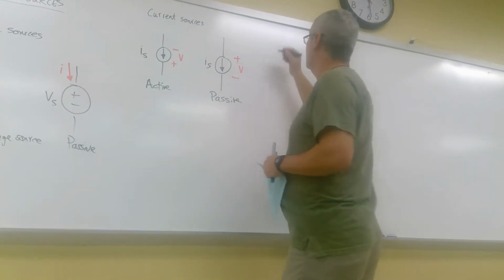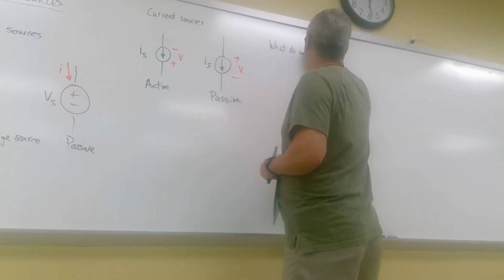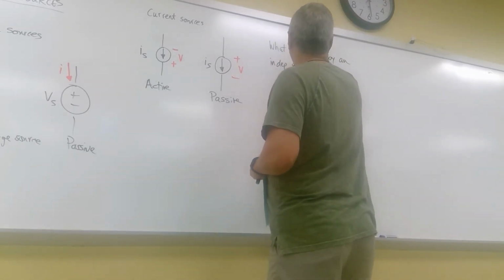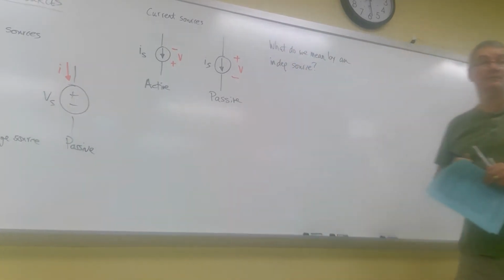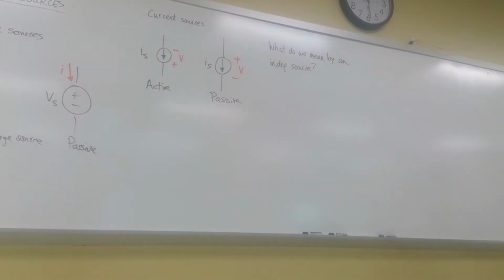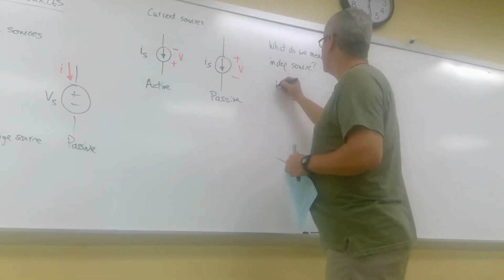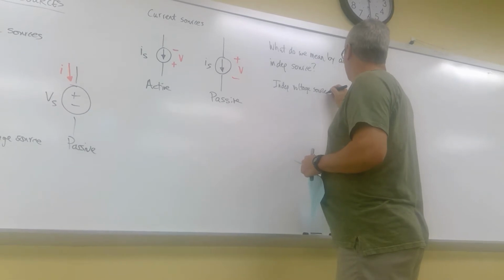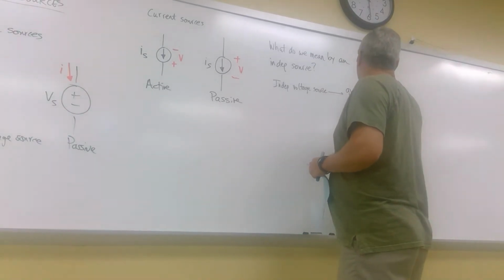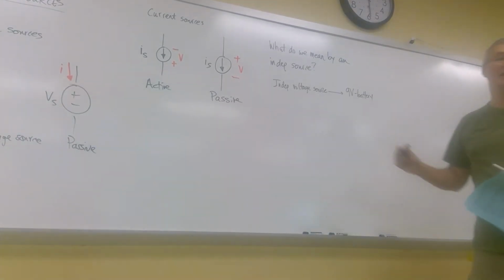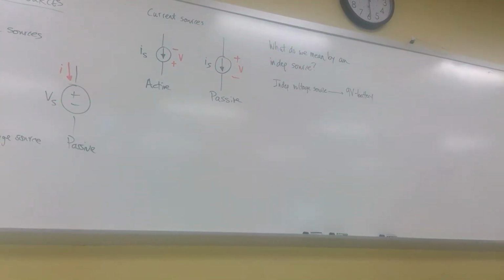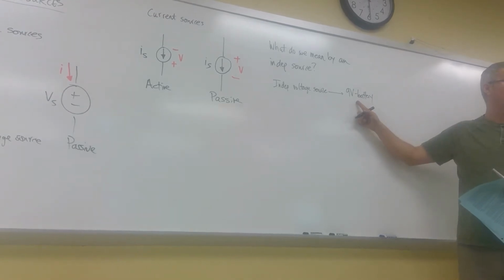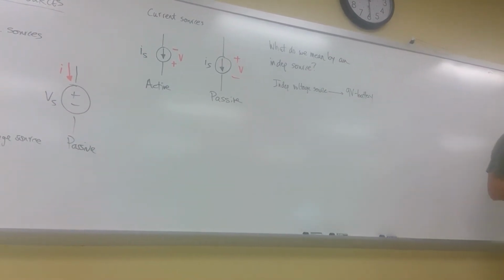So let's talk about that. What do we mean by an independent source? Okay, what do I mean by an independent source? Well, if I have an independent voltage source, let's say like we have a 9-volt battery. What do I mean by that 9-volt battery? An ideal 9-volt battery means that it's going to hold that voltage fixed regardless of what the current in that circuit is going to do here.